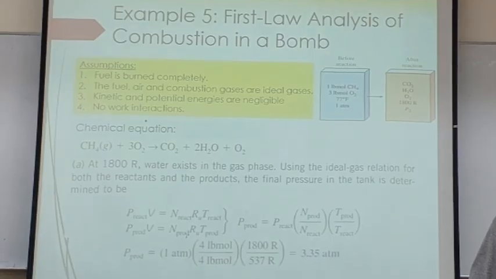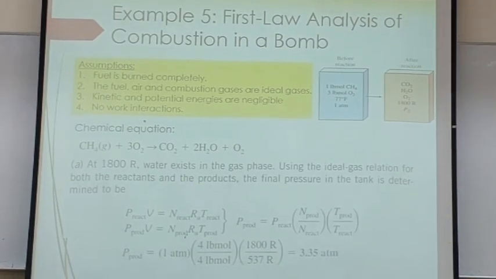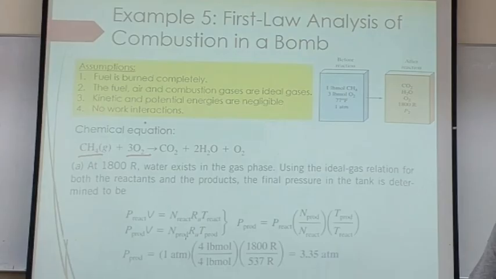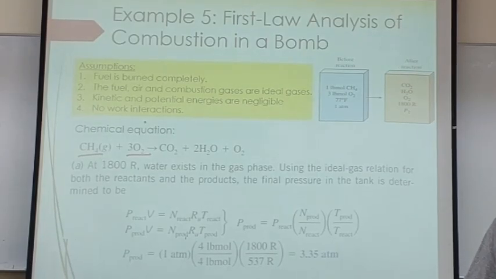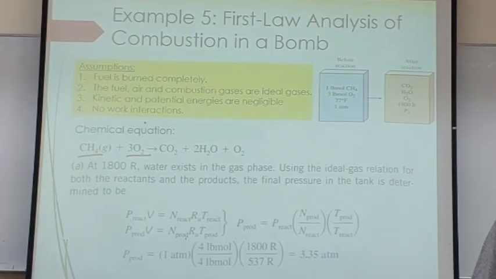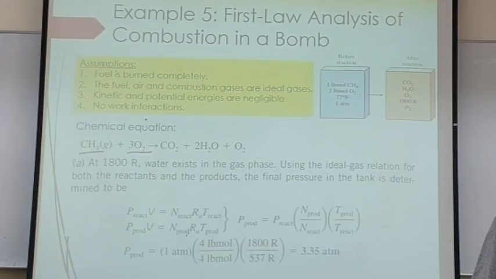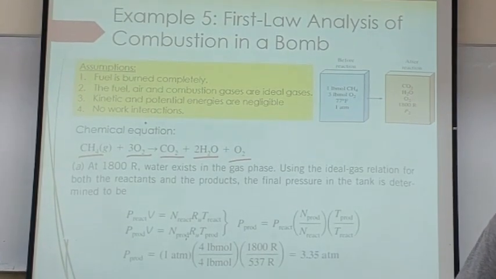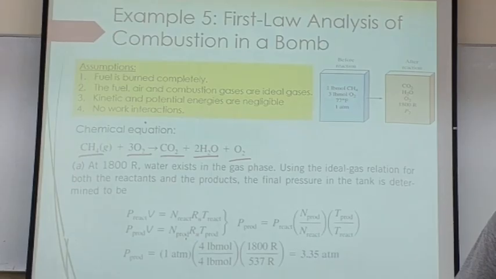Okay, so we have our typical assumption. You can see here for this case, the chemical equation, we only have CH4 and O2, because this is a tank. Inside the tank there is only O2, we don't have N2. So for the products, if you assume complete combustion, it's just CO2 and H2O. In this case, it's not complete combustion, so they tell you that the products will have O2.